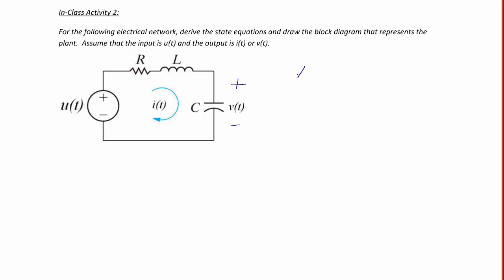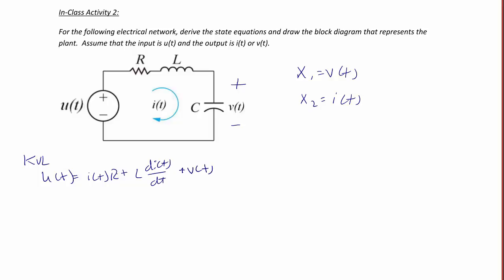So we will select our first state, x1, to equal V of t, and our second state, x2, to equal I of t. So first, our KVL equation: U of t is equal to I of t times R plus L di of t dt plus V of t. Our second equation is that I of t is equal to C dV of t dt.